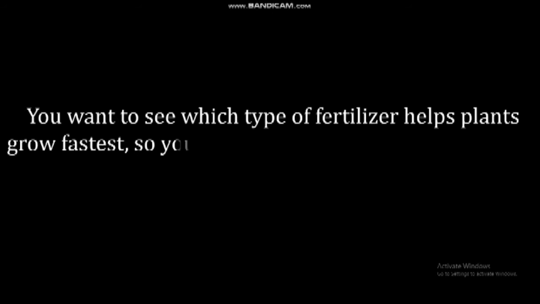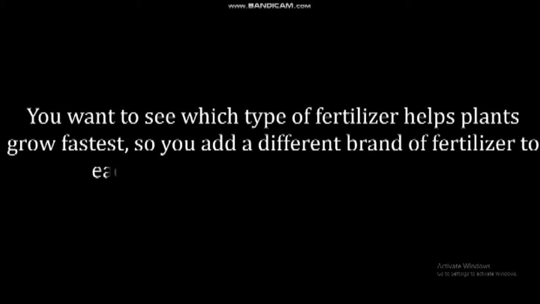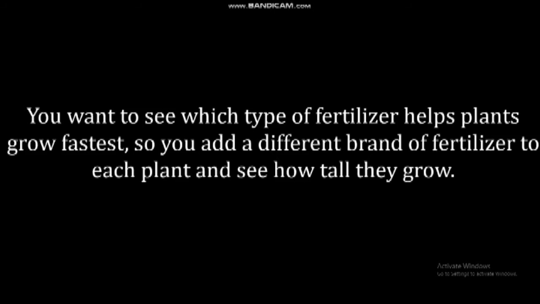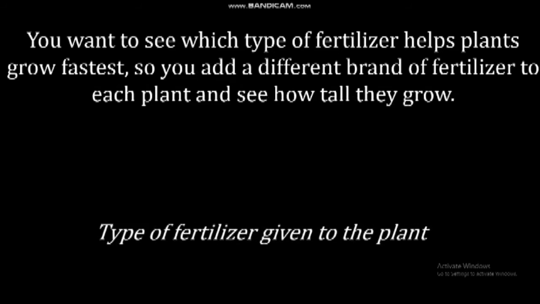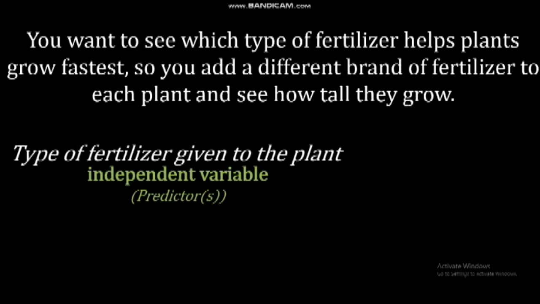For example, you want to see which type of fertilizer helps plants grow fastest, so you add a different brand of fertilizer to each plant and see how tall they grow. The type of fertilizer given to the plant is our independent variable. Independent variables are variables that are manipulated or changed by the researchers, and whose effects are measured and compared. The other name for independent variables is predictors. They are called as such because independent variables predict the values of the dependent variable.